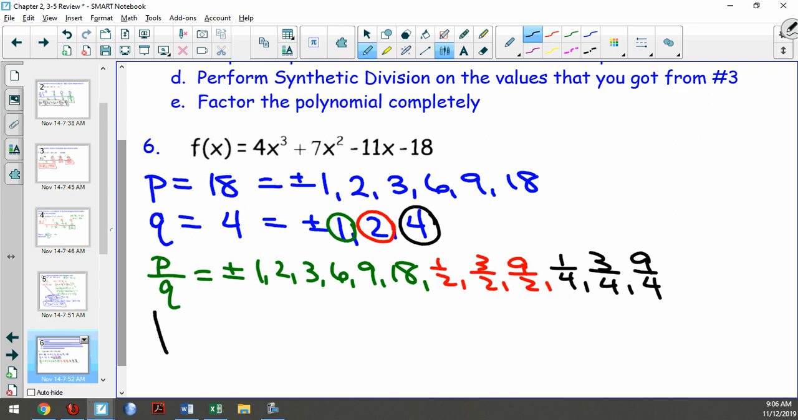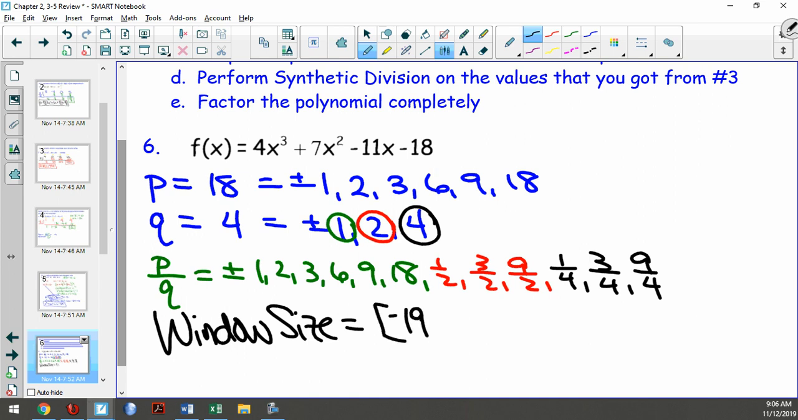Now, this is not on the test because this is something mentally you should be doing every time you do this. So what is my window size going to be? Negative 19 to 19. Why is this mentally important for you to check?